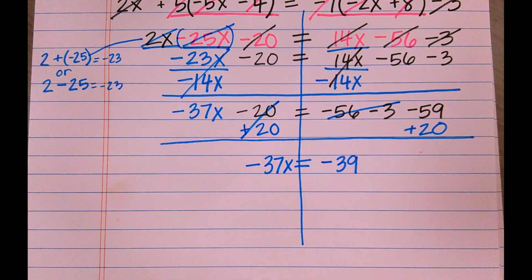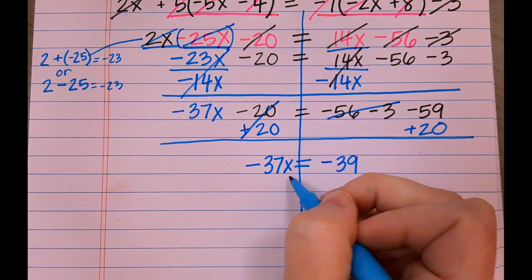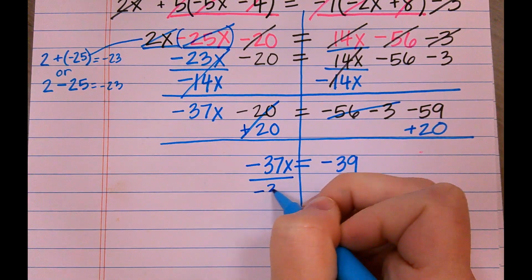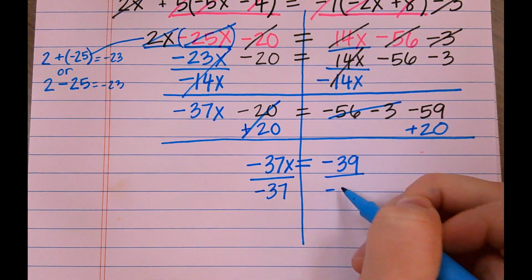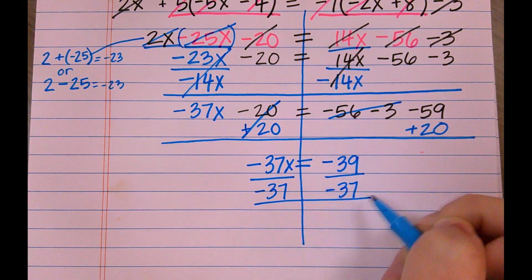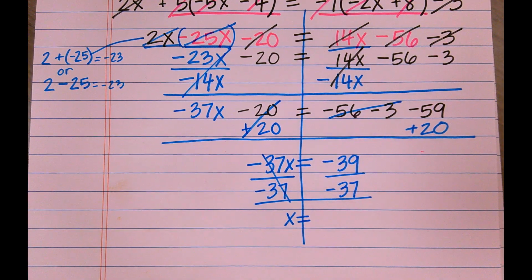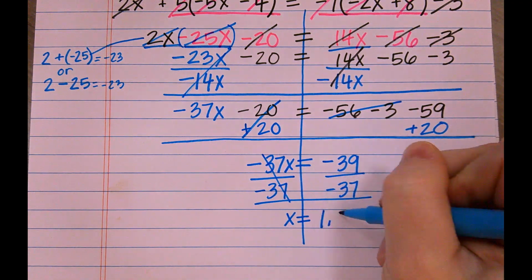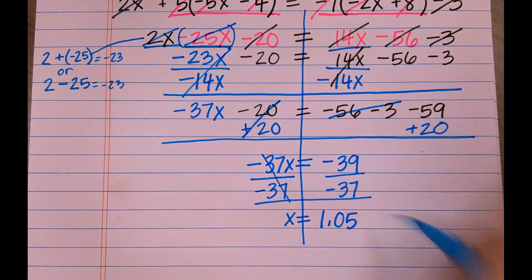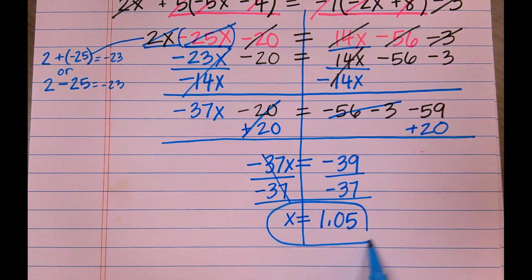What's our last step? Divide by negative 37. And we will get a decimal. Yes, x equals 1.05. I'm just going to leave it at that. Perfect. I'd rather do this. Okay. We can do hard things.